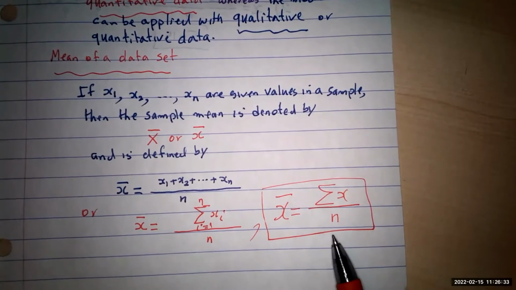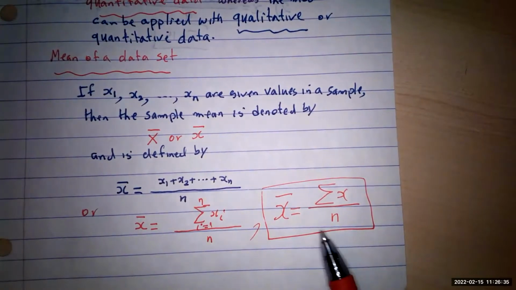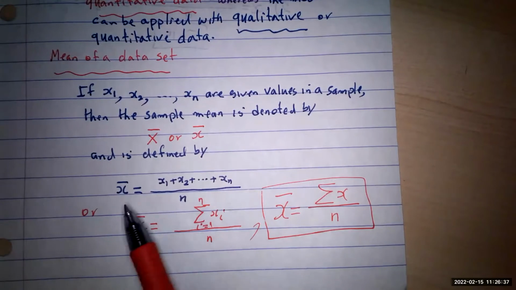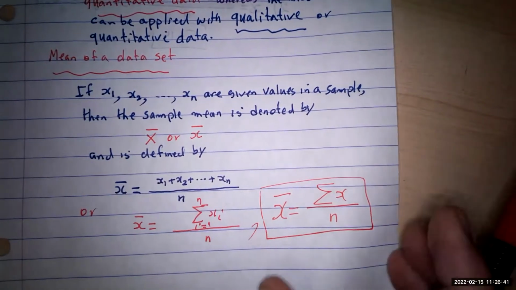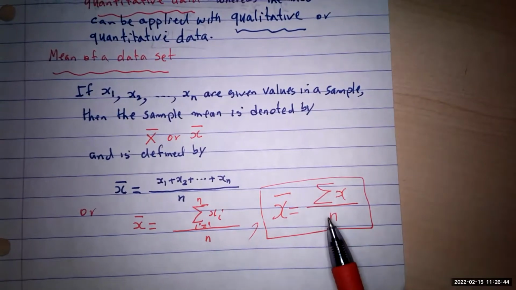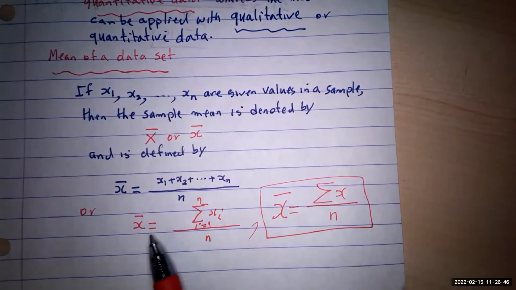We divide by the total number of observations, okay? So if 5 numbers are given to you, the 5 values, you divide by 5 to give you the mean. So we use the sigma notation. Sigma x means we're adding all the possible values.